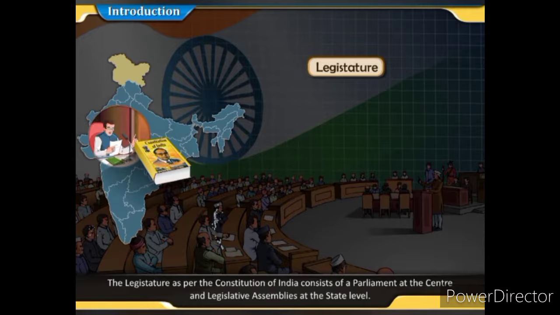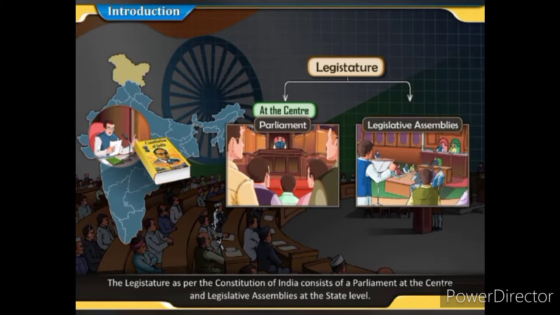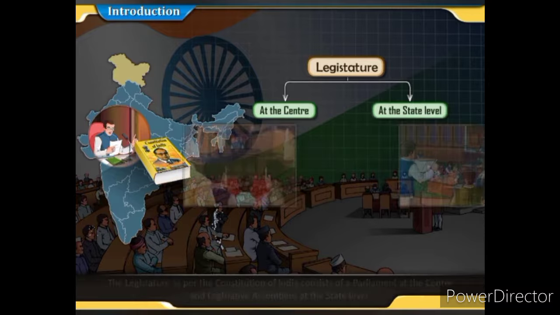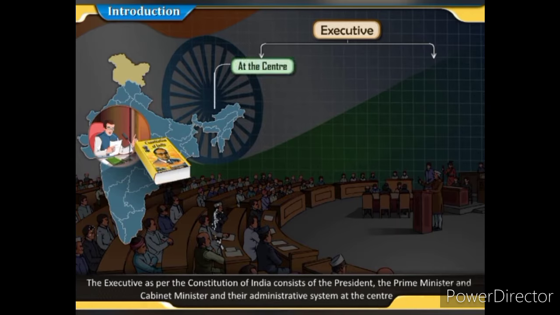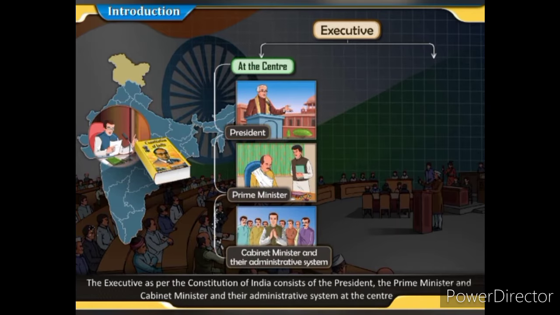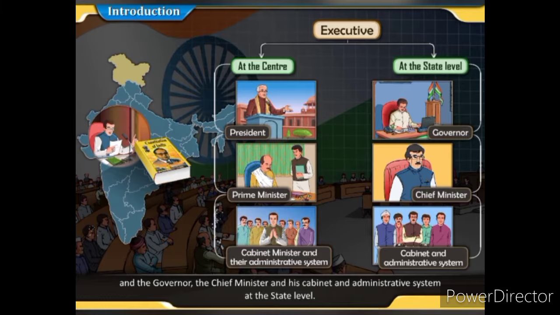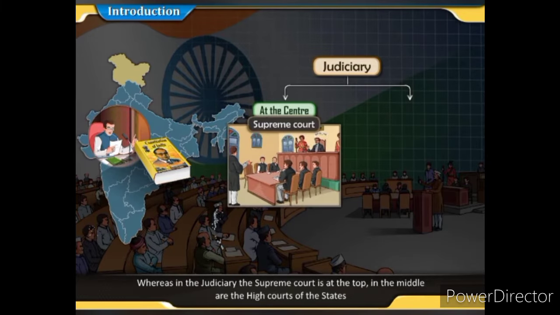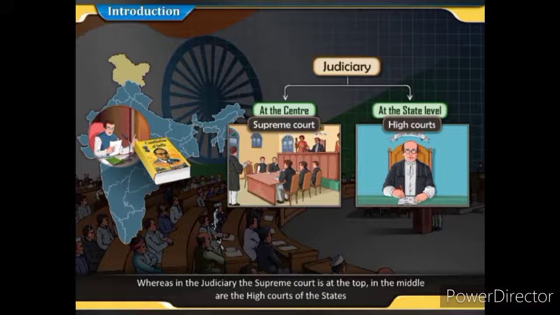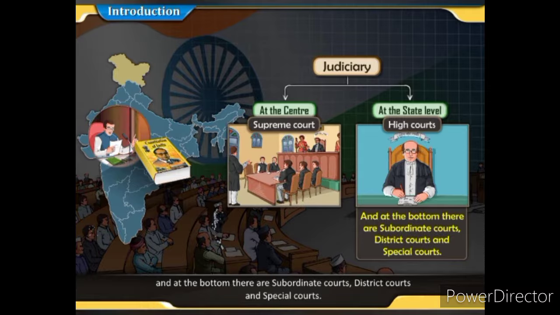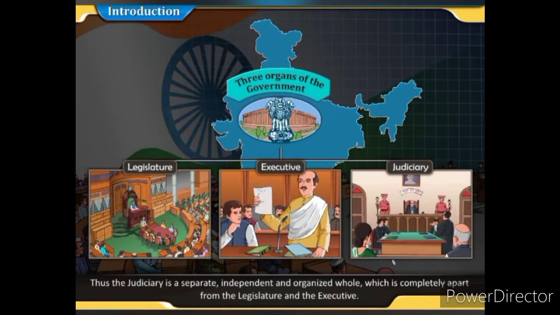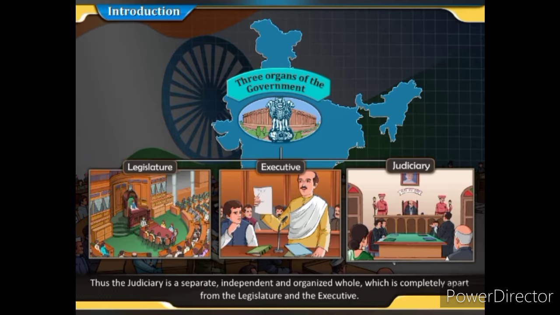The legislature, as per the Constitution of India, consists of a parliament at the centre and legislative assemblies at the state level. The executive, as per the Constitution of India, consists of the President, the Prime Minister, and Cabinet Ministers and their administrative system at the centre, and the Governor, the Chief Minister, and his Cabinet and administrative system at the state level. Whereas, in the judiciary, the Supreme Court is at the top, in the middle are the High Courts of the states, and at the bottom there are subordinate courts, district courts, and special courts. Thus, the judiciary is a separate, independent, and organized whole which is completely apart from the legislature and the executive.